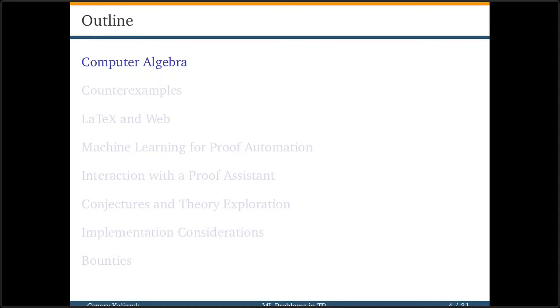The first one I'll discuss is computer algebra-like features. Where does this come from? Almost 30 years ago, there was a so-called QED manifesto, which was an informal document written by unknown people with the intention of, let's try to formalize all of undergraduate mathematics or even further, and we'll do it in a certain way. Some people at the workshop gathered and aimed to do this.